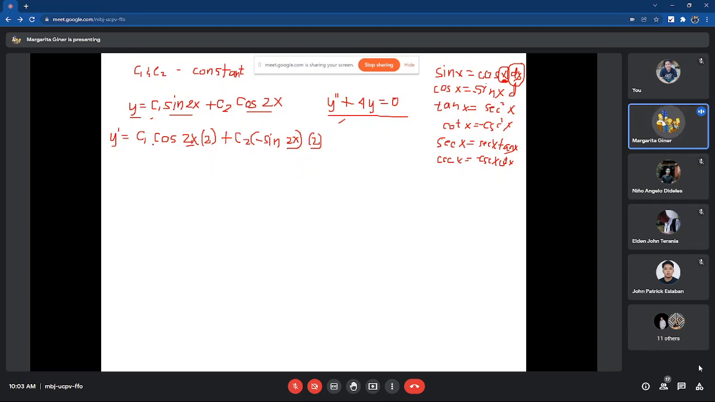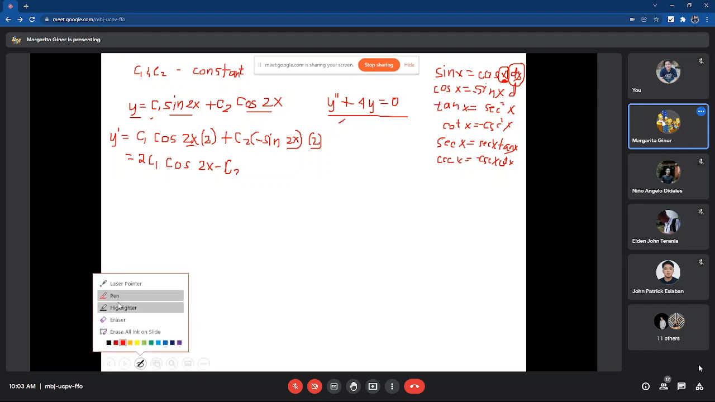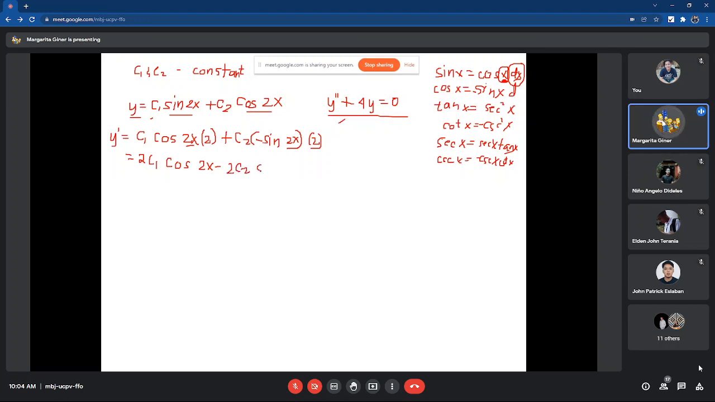The derivative of 2x is 2. Okay? So you multiply this with C1, so you have 2 C1 cosine 2x. Plus, since it is negative, it becomes minus. So C2 with a 2, wait a moment. Okay, so 2 times C2 is minus 2 C2 sine 2x. Okay, so this is your first derivative.